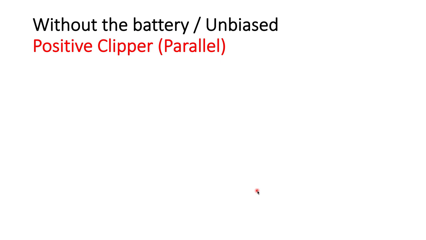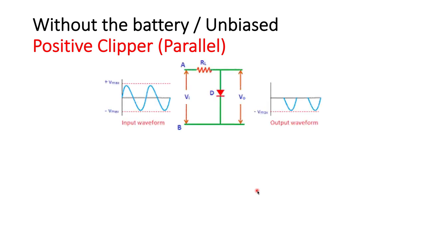So first we can see without the battery, which means it is unbiased, and the positive clipper, there is parallel. As I earlier told, parallel means the diode will be in parallel with the output voltage, and it is also a positive clipper. Here we can see the circuit, the diode is in parallel with the output voltage, and there is no battery in this figure, only the input voltage and the output voltage. There is no other type of biasing. And we have given the input as a sine wave. So this is what we are getting. So we want to describe what is happening in order to get this output.